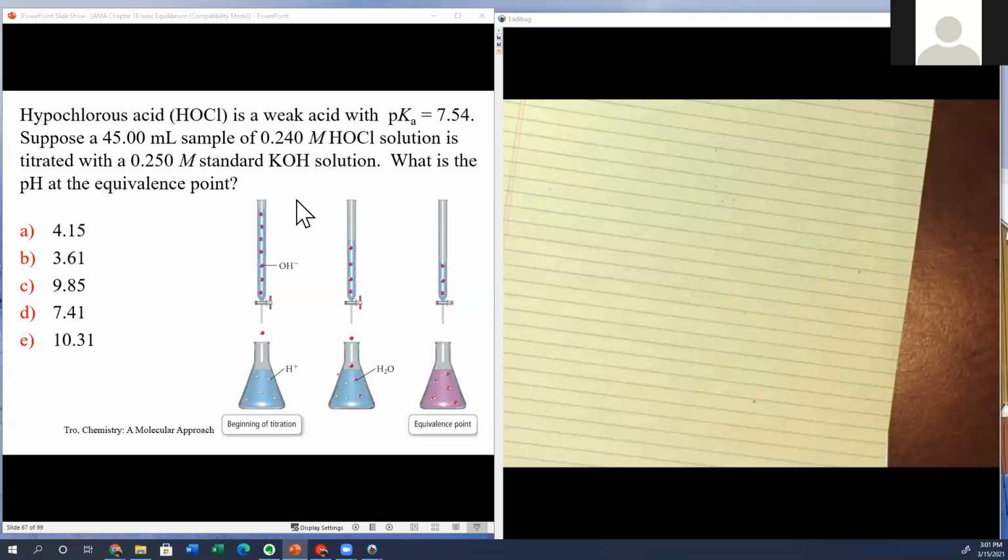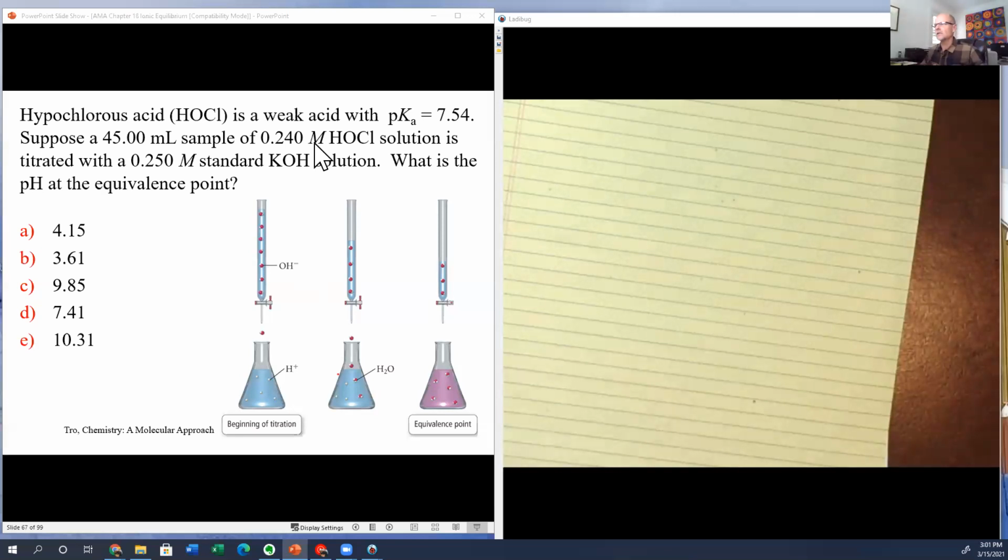Oh wait, actually, I do have a question. We don't have to find the initial pH for that one. I didn't ask for it, right? But if you did, how would you find it? What kind of problem would you have to solve to get the initial pH? The ice table. Ice table for a weak acid, correct. Because we did that on one of the other ones.